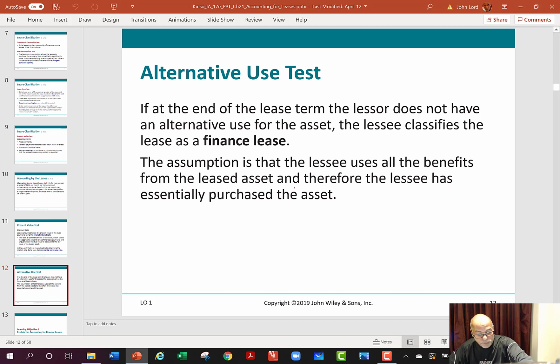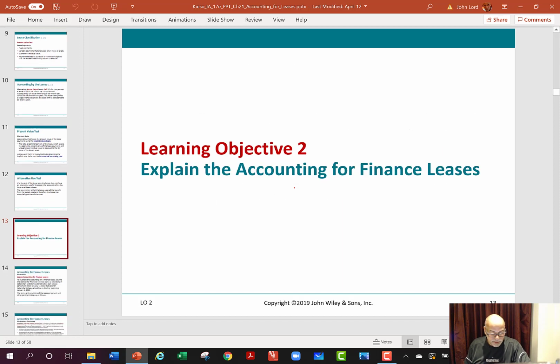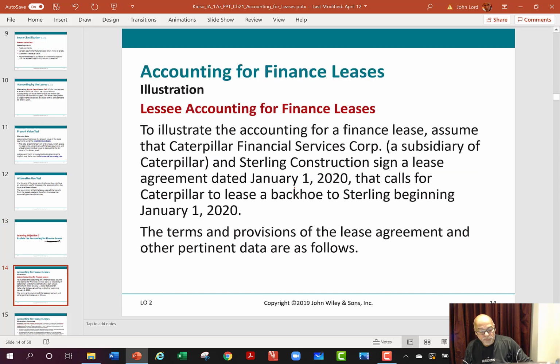Okay, so let's go ahead and take a look at how we're going to account for a finance lease. Let's take a look at this example here, and we're going to use this example to illustrate the accounting for a finance lease.